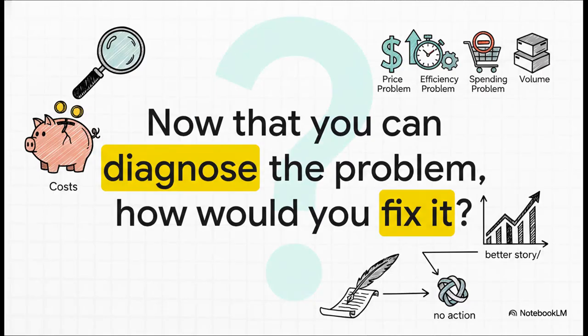So, the case is cracked. We know if our budget mystery was caused by a price problem, an efficiency problem, a spending problem, or a volume problem. But here's the thing. The investigation, that's just the beginning. The real question is, what are you going to do about it? If it's a price problem, do you go renegotiate with suppliers? If it's an efficiency issue, is it time to retrain staff or service the machines? If it's a volume problem, do you need to sit down with the sales team and look at their forecast? Now that you can diagnose the problem, you have the power to write a much, much better story next month.